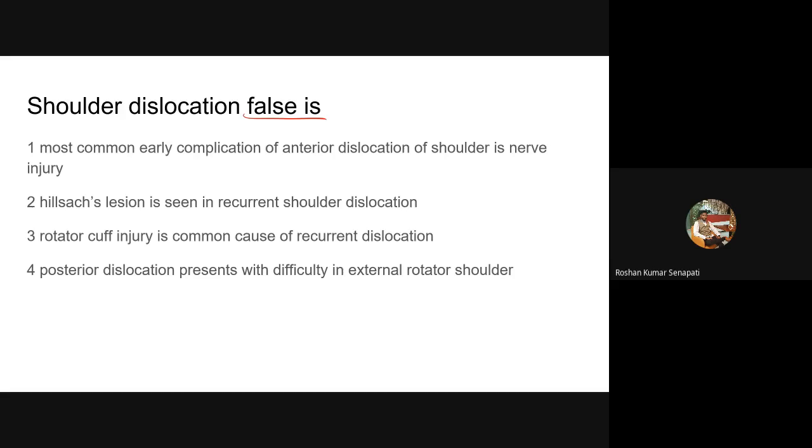Sir, ruled out is rotator cuff injury is a common cause of recurrent dislocation. Your answer. It's correct. Yes, it is the answer. Hill-Sachs lesion, you know, is one of the bony lesions in recurrent anterior dislocation. A common early complication is axillary nerve neurapraxia.